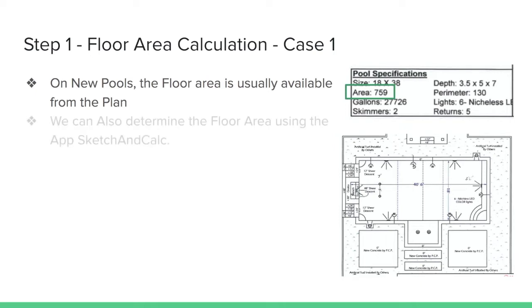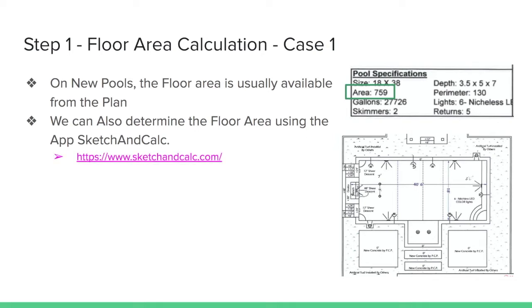We're done. But I do want to show you the app that we use called Sketch and Calc. And I want to show it to you in this case so that you can compare the accuracy of the app to something that you already know, which is 759 in this case. So you can go to the website and you can download it and use it as well. At this time, I'm going to go ahead and go to the app and give you a quick demonstration as to how it works, okay?